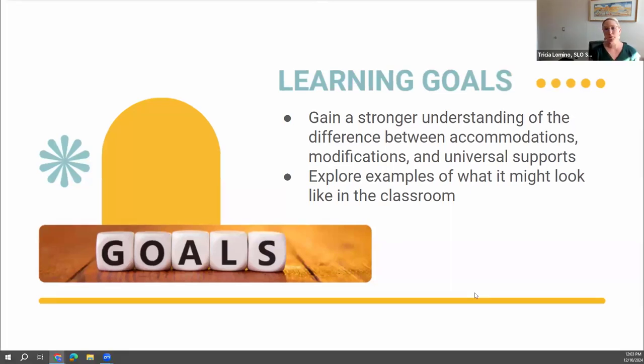So the learning goals for today: we want to gain a stronger understanding of the difference between accommodations versus modifications versus universal support. So when you're sitting in the IEP meeting for your child, you can contribute to that conversation, ask questions, make suggestions, and get clarification, so that you feel better prepared to know what you can ask for your child and what that might look like. We'll also explore some examples of what that might look like in the classroom.